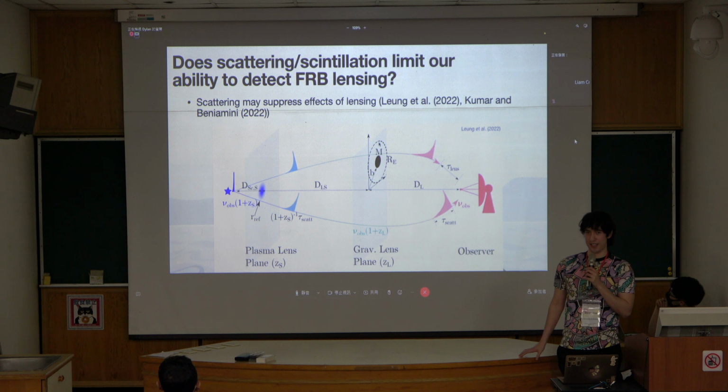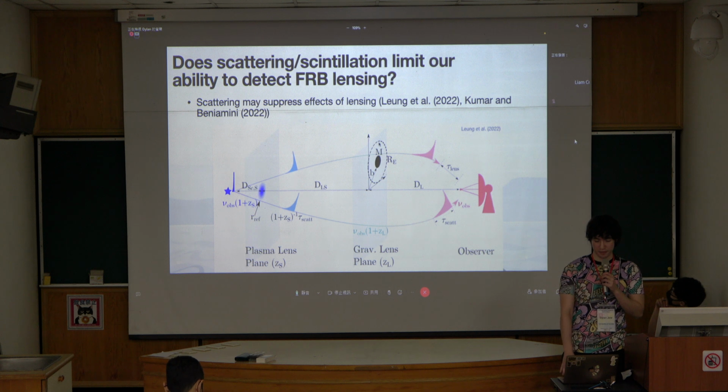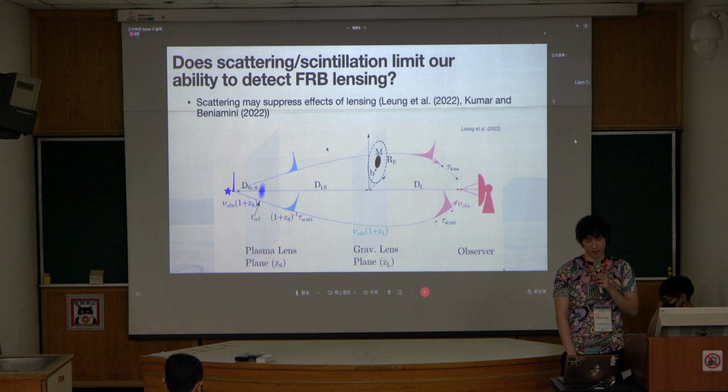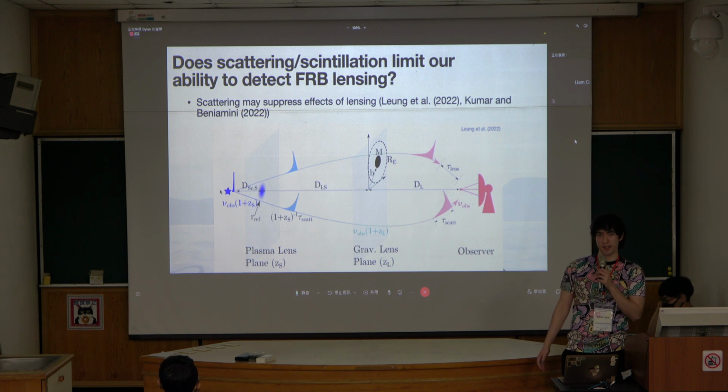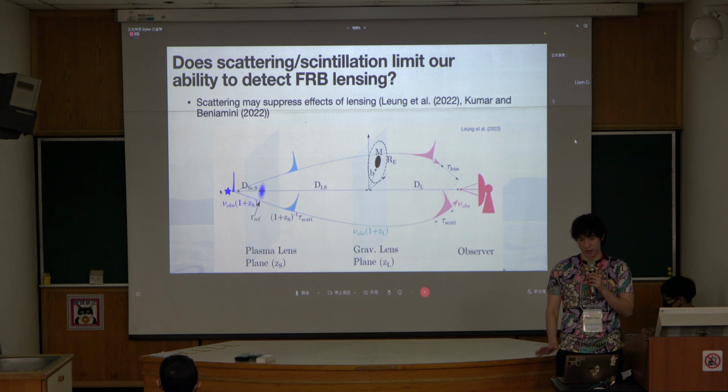And in particular, there's this effect that has been discussed elsewhere, where FRBs are not just going to be lensed by some gravitational lens along the line of sight, but there's also going to be scattering that occurs, either with the host galaxy, or there may be scattering in the local ISM. This is maybe not so much of a problem in the optical when you're doing these gravitational lensing calculations, because you don't really have to worry about scattering with ionized plasma. But with FRBs, this is very important, and it may have a significant impact on our ability to detect lensing.